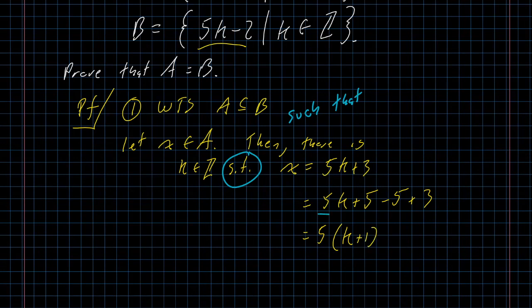Now, from the first two terms, I'm going to factor out the common factor of 5, leaving behind k plus 1. From the last two terms, I'm going to simply simplify. Minus 5 plus 3 is minus 2. And then I'm going to notice that if k is some integer, if you take an integer and you add 1 to it, you get another integer.